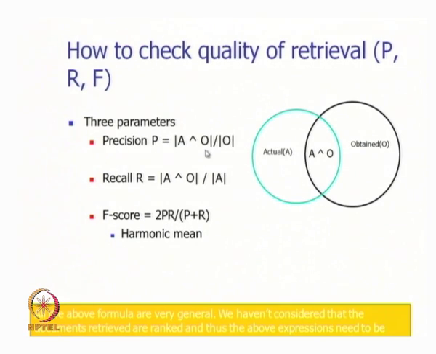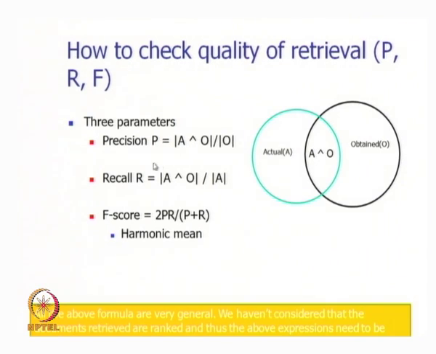Now, the other thing one would note is that if A and O are the same, then precision, recall and F score all boil down to a single number. One would possibly recall that in part of speech tagging we also used precision and recall. So, precision, recall and F score are general terms which can be used for the measurement of agreement between an actual set of entities and the obtained set of entities.